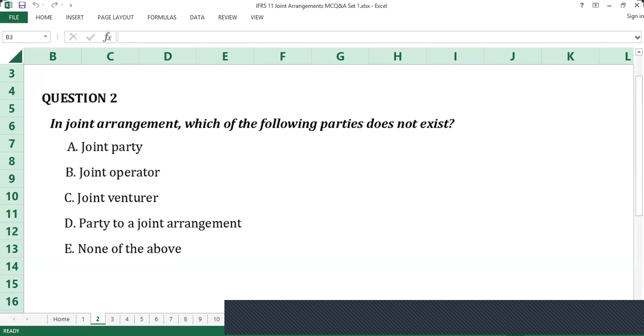Ten seconds gone. 20 seconds gone. Time up. The answer to question number 2 is A, joint party. In IFRS 11, joint party is a term or terminology that does not exist under joint arrangements. A is the answer to question number 2.